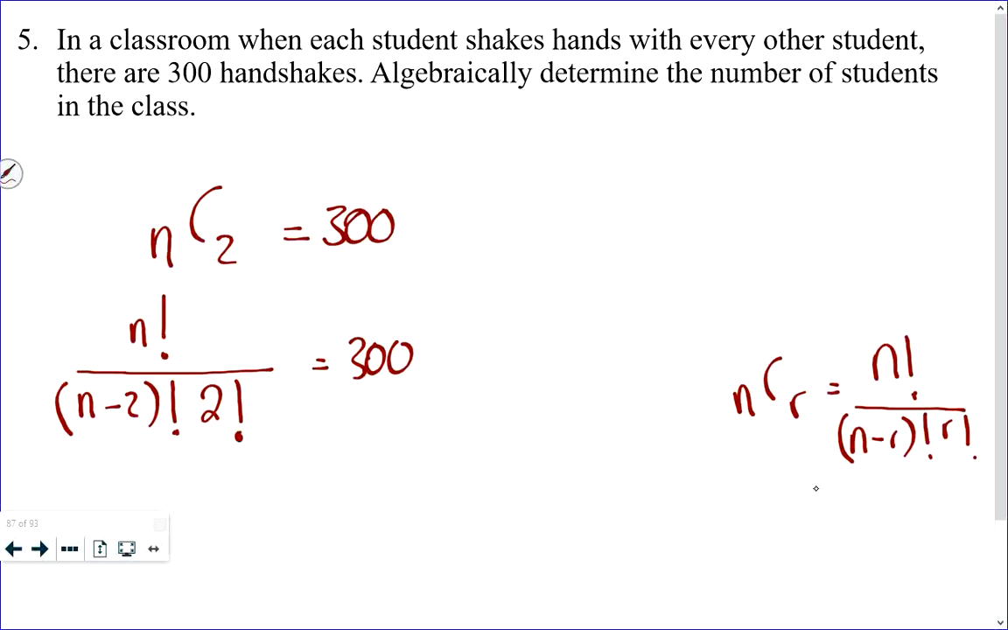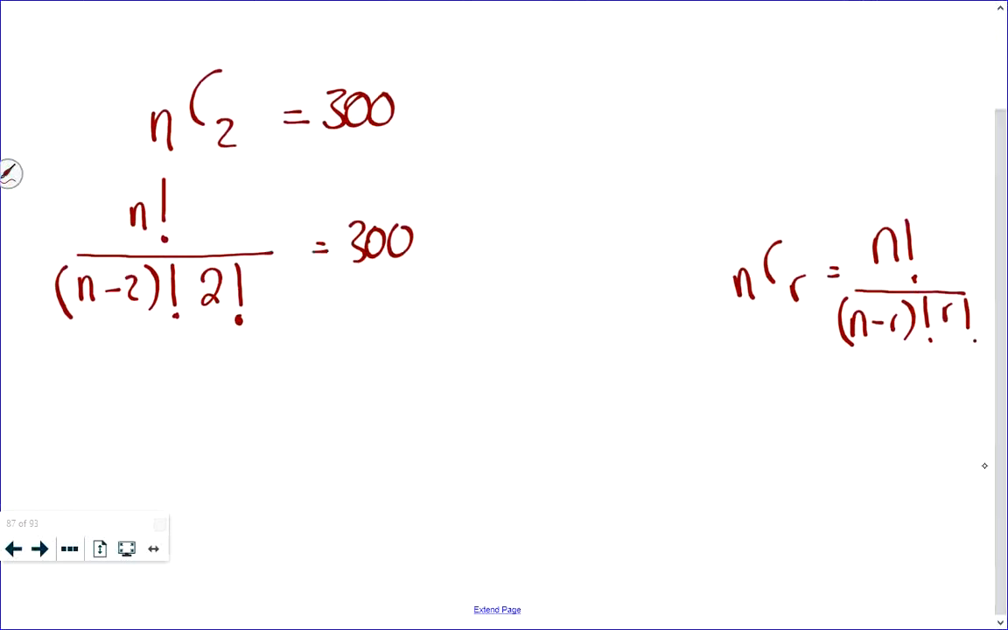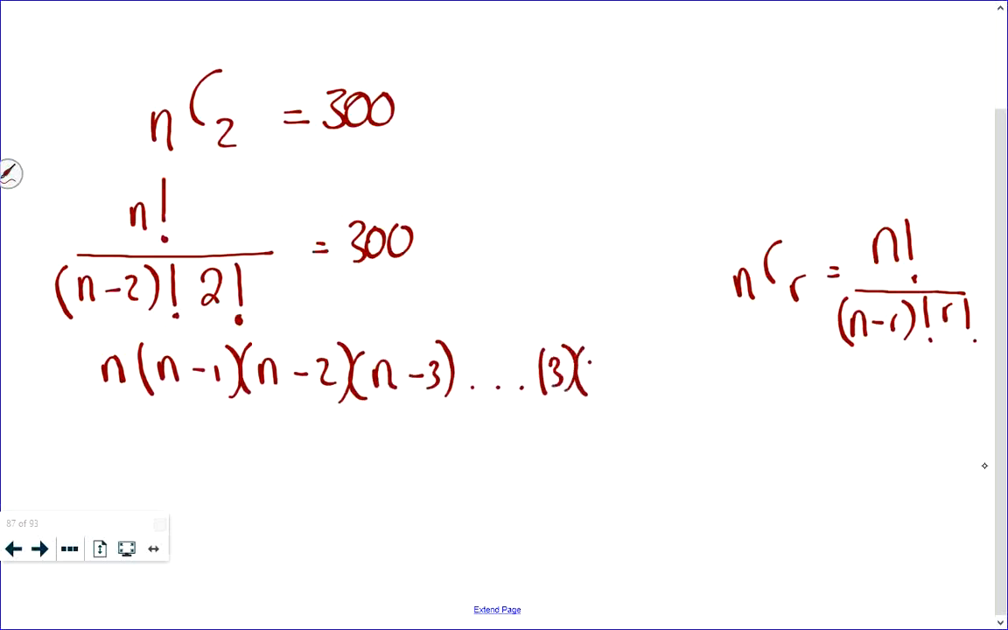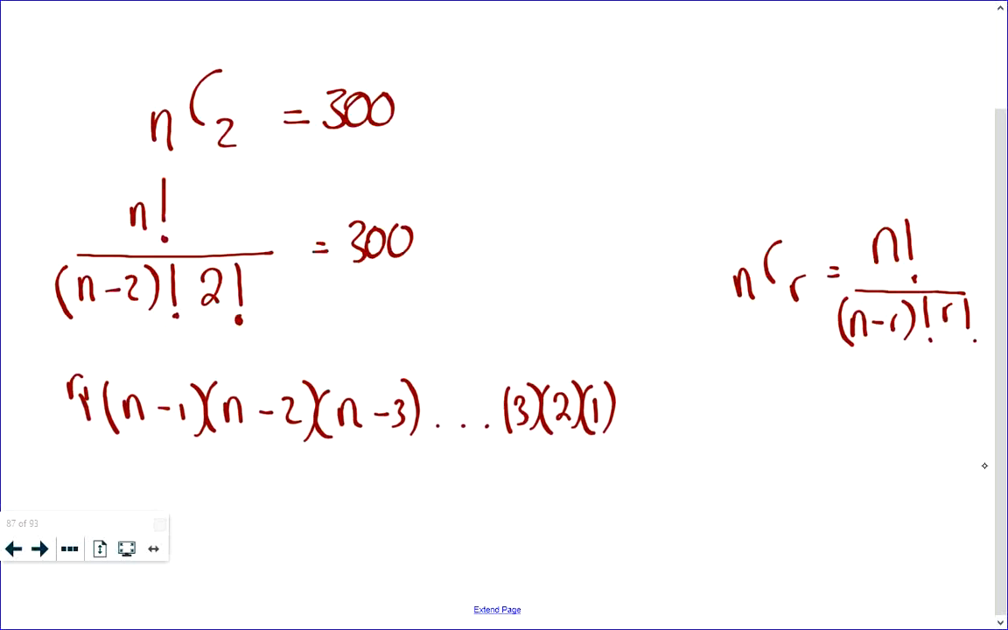Expand the larger of the 2 factorials because the smaller of the 2 factorials is a factor of the larger. So we're going to have n factorial is n times n minus 1 times n minus 2 times n minus 3 all the way down the line. This time I'm going to model what I think would be a good idea on a written response for you as a student. I think this would be wise to do, and I think it would be wise to indicate that this is n minus 2 factorial.